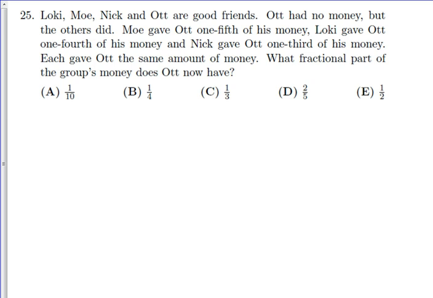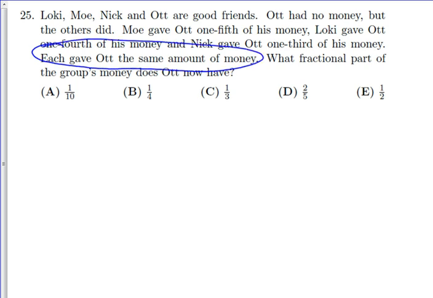What's going on is that Ott has no money, and so his good friends Loki, Mo, and Nick are going to give him some money. So it goes through and tells you how much each gives, and it's based upon how much they have. And you get a piece of information at the end that connects them all together, and that is each of them gave Ott the same amount of money.